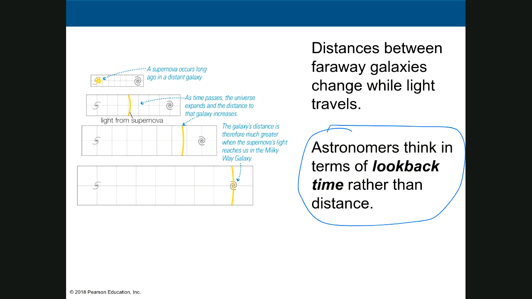So let's see. Any questions about that? About our distance changing? I'll say it again. The distance between the galaxies is actually changing. All right, so that's why hard distance doesn't work. Look back time remains much more static. Okay? So just let me know if anything is troublesome.